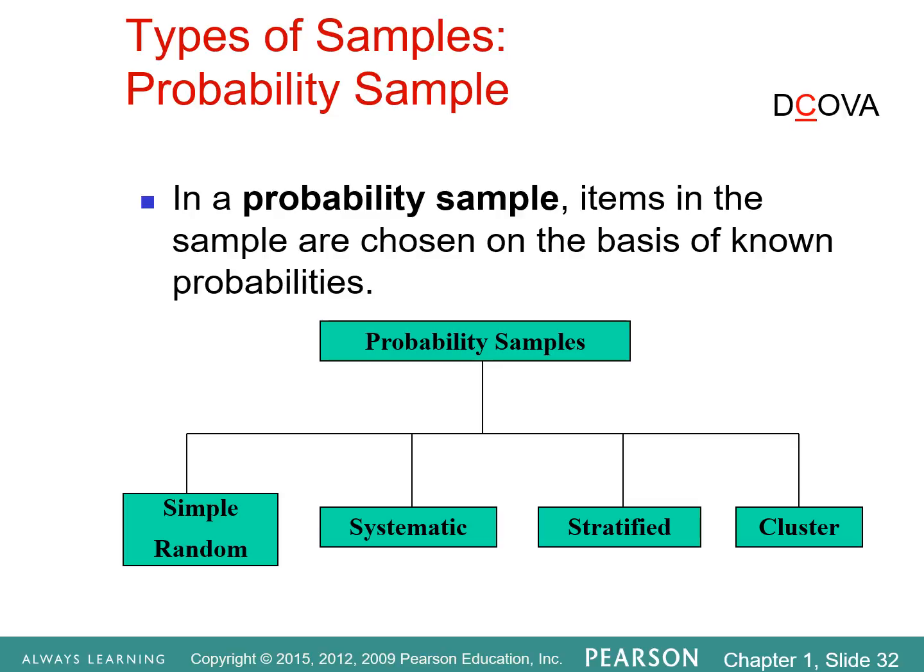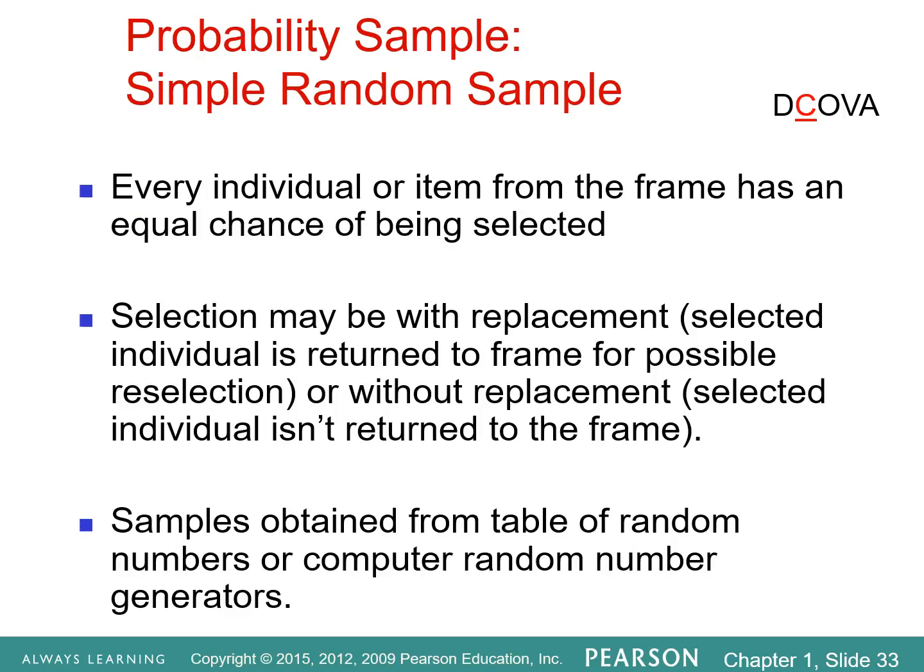So now let's take a look at these other ones: simple, random, systematic, stratified, and cluster. Probability samples are chosen on the basis of known probabilities. So every item from the frame has an equal chance of being selected. Selections may be with replacement, where the selected individual is returned to the frame for possible reselection, or without replacement, so the selected individual isn't returned to the frame.